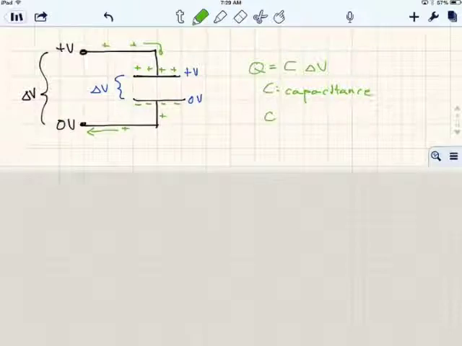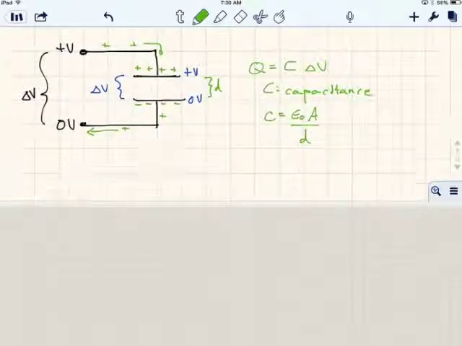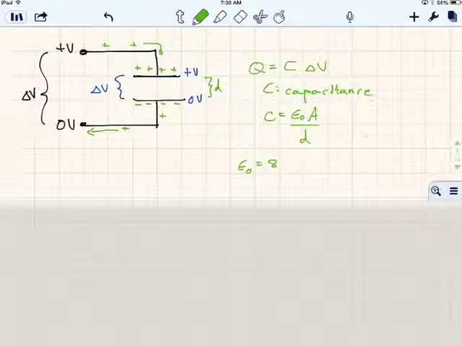You can calculate the capacitance based on a couple of geometric factors. The larger the plate area, the more charge is going to be held on it. The smaller the distance between the plates, the more charge is going to be held on it. And then there's another proportionality constant called epsilon zero. Epsilon zero is known as the permittivity of free space, and it's equal to 8.85 times 10 to the minus 12 coulomb squared per newton meter squared.